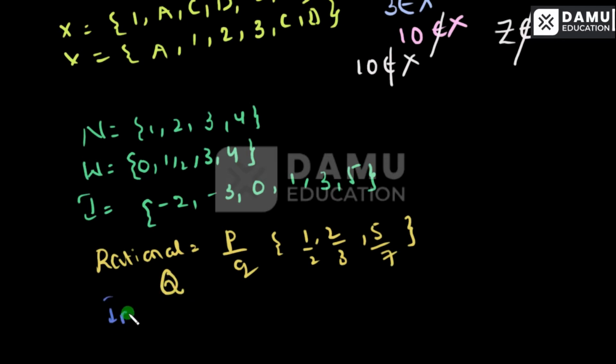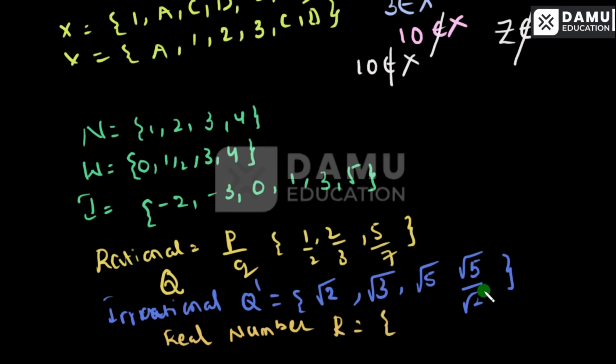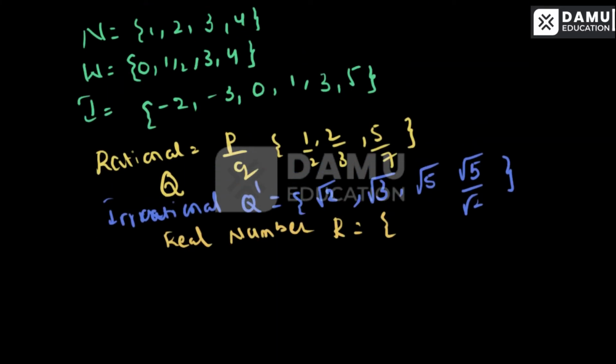Then irrational numbers. Irrational numbers are represented with Q dash. These are not in the format of P by Q. The irrational number set contains square root 2, square root 3, square root 5, square root of 5 by square root of 2, like that. Then finally there are real numbers, which are represented with capital R. Real numbers is the set of all natural numbers, whole numbers, integers, rational numbers, irrational numbers, and so on.